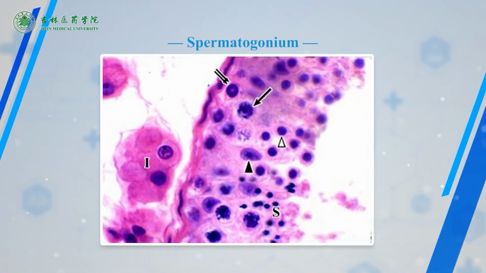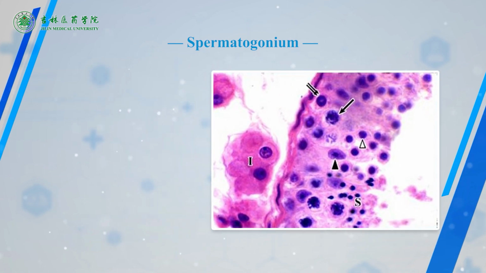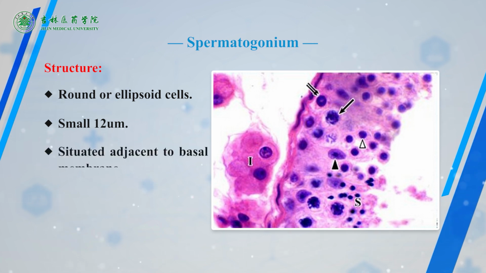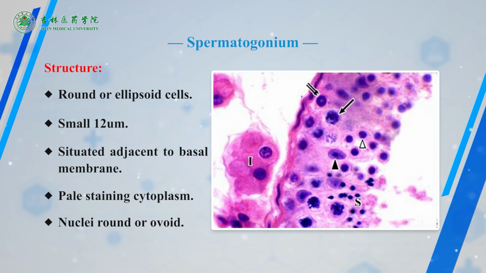The process begins with a primitive germ cell called spermatogonium. Spermatogonium is a relatively small round or ellipsoid cell, about 12 micrometers in diameter, situated adjacent to the basal membrane. Pale staining cytoplasm. Nuclei are round or ovoid. Double arrows indicate the spermatogonium.